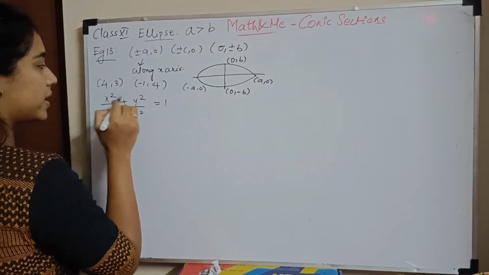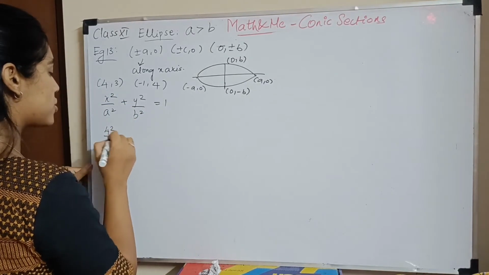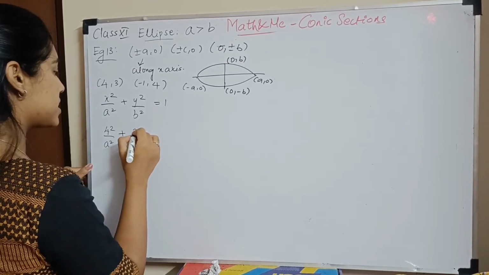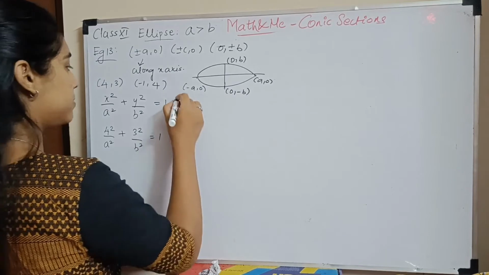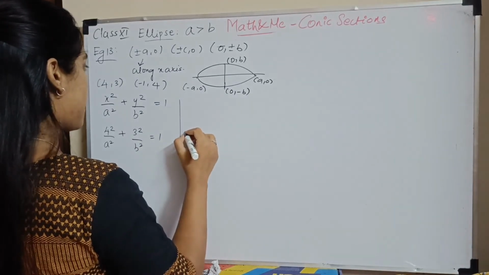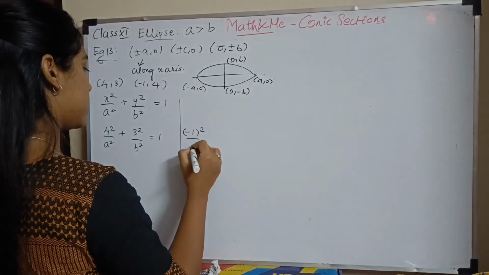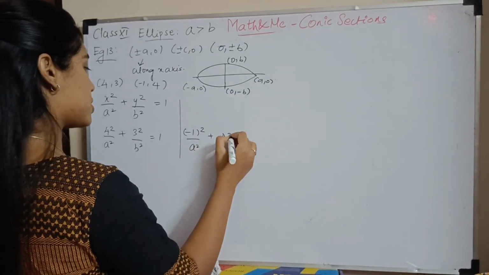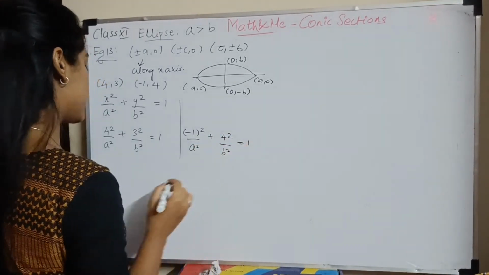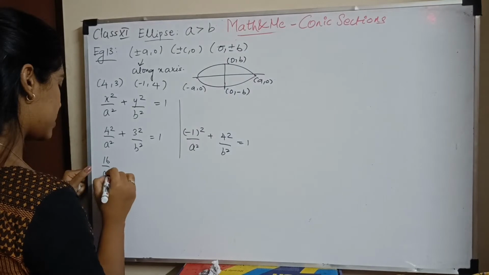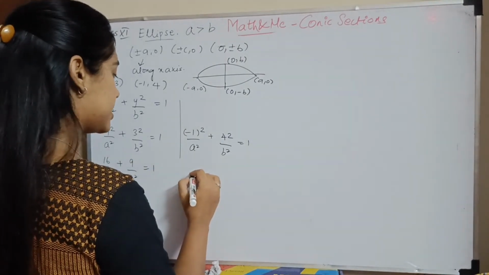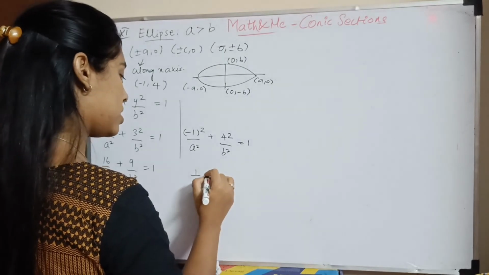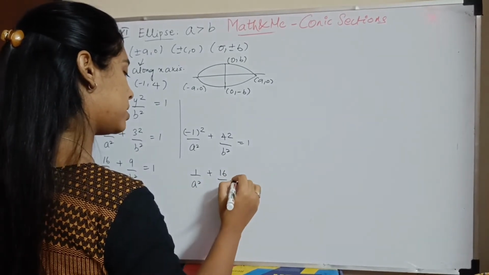So we can substitute the values of x and y. I have 4 square divided by a square plus 3 square divided by b square equals 1. And what is my other equation? The other equation is minus 1 the whole square divided by a square plus 4 square divided by b square equals 1. So then I get 16 by a square plus 9 by b square equals 1, and this will become 1 by a square plus 16 by b square equals 1.